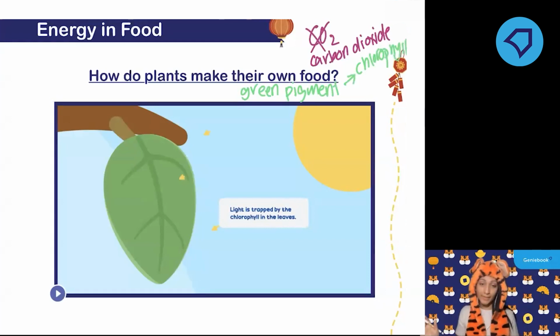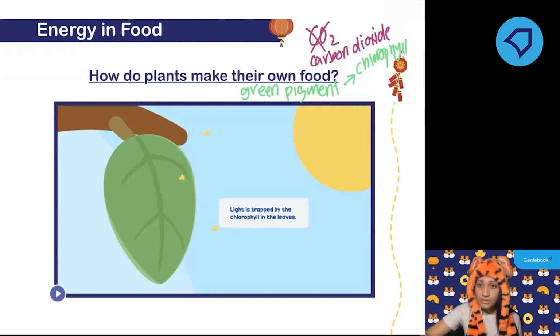It's not the chloroplast. Chloroplast is the part of the leaf, but inside the chloroplast is what we call the chlorophyll. And this pigment is very special. What it does is it absorbs the light energy from the sun. It doesn't have to necessarily be the sun. It can be artificial light, it can still absorb, right? So as long as there's light, it can use that light and make food.